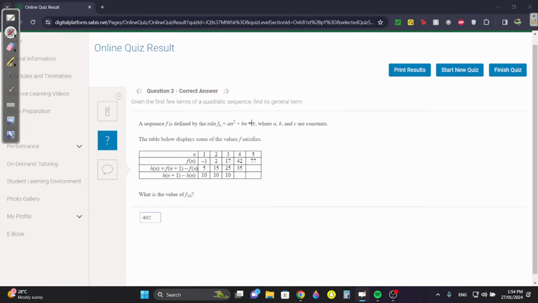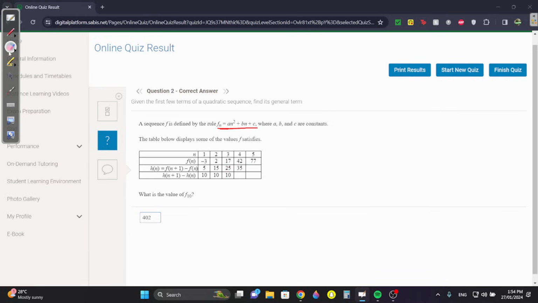So over here, I know it might look weird, but just bear with me. Okay, they gave you f of n. f of n is the important part. Negative 3, 2, 17, 42, 77. That's your f of n. That's what's important. They gave you n is 1, 2, 3, 4, 5. What do they mean by n? The first number, second number, third number, fourth number, fifth number.